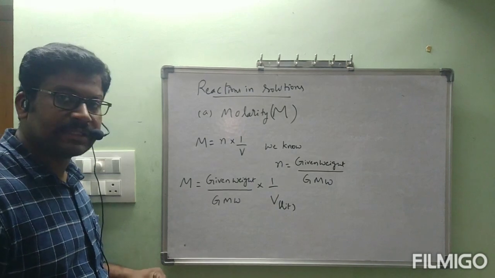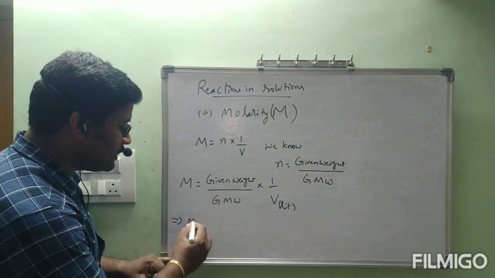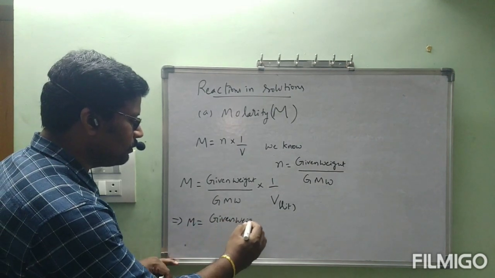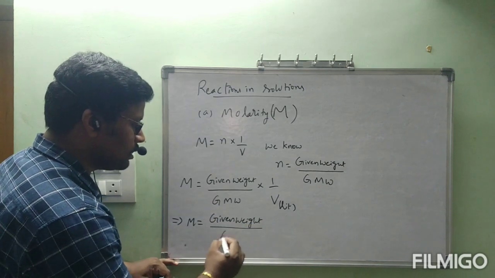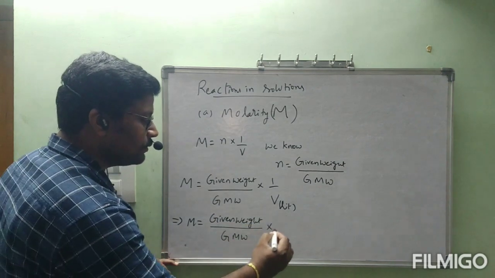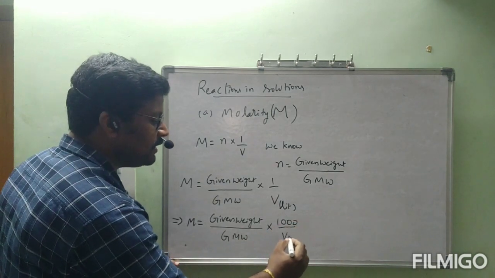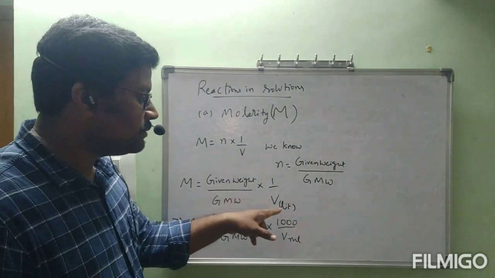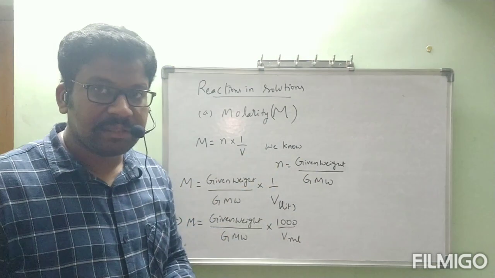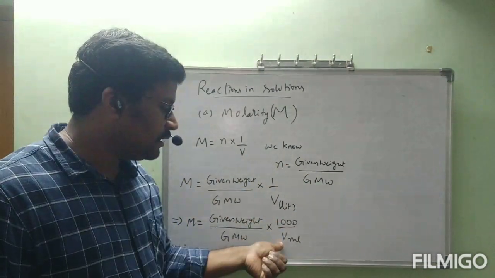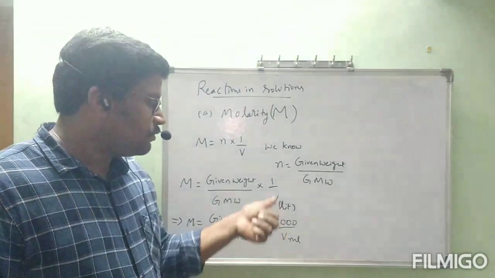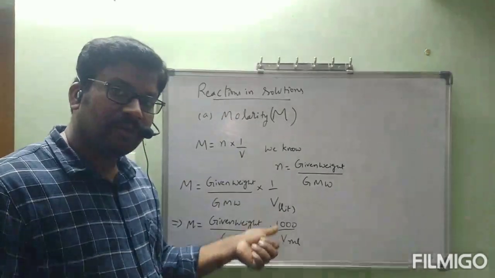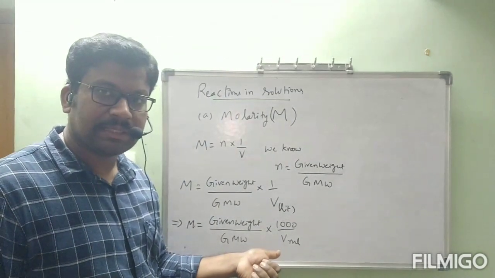V must be expressed in liters. This implies capital M is equal to given weight by gram molecular weight into 1000 by V in milliliters. We have converted this volume from liters into milliliters, no? Then we will get 1000. That's why I wrote 1000 here: 1000 by V in ml. If you don't write 1000 here, volume must be in liters. If you write 1000 in the numerator, we have to show that volume must be in milliliters.